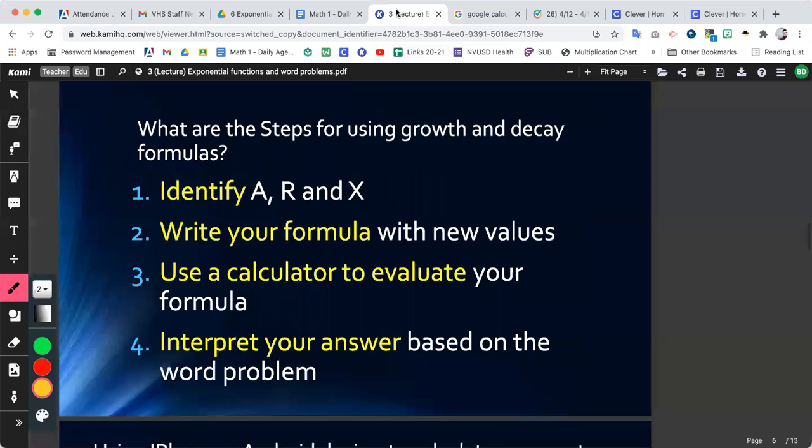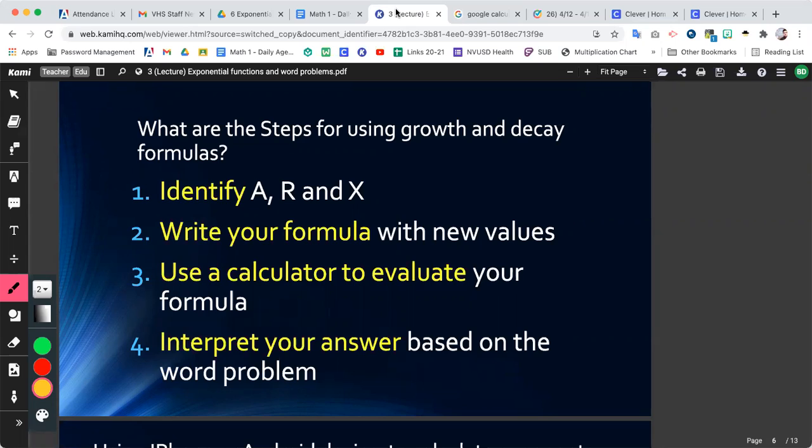Let's talk process. Here are the steps for doing word problems. The first thing we're going to do is read through and identify A, R, and X. We're going to write out our formula, so we have to determine growth or decay. We're going to use our calculator, and then we're going to interpret the answer based on the word problem. Most of our word problems today are about money, but not all of them. So at the end of the problem, we have to determine, what does that number mean? Does it represent money? Does it represent percent of something left? Does it represent how much bacteria we have, or how much of a population we have? We have to make sure that we do that. Any questions about this?